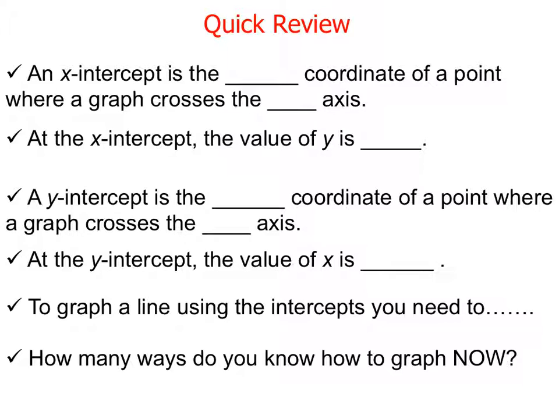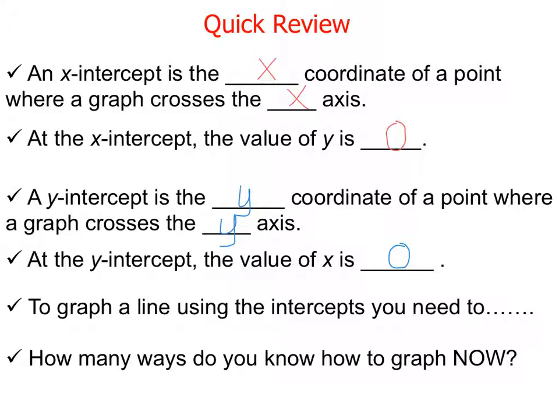So just a quick review to kind of tie this all together. An x-intercept is the x-coordinate of a point where the graph crosses the x-axis. And at the x-intercept, the value of y would be 0. Since it's right on that axis, it never goes up or down. The y-intercept is the y-coordinate of a point where a graph crosses the y-axis, and the value of x here is 0. And again, that's because the line never went left or right. It stayed at the origin for the x-coordinate, but went up or down along the y-axis.